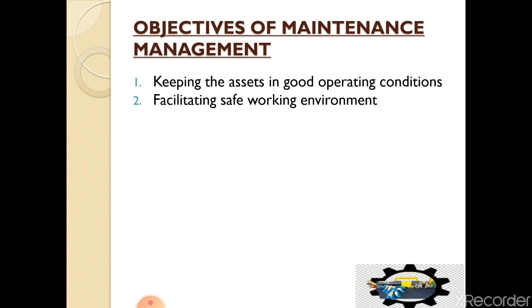Second is facilitating a safe working environment. So the safety of personnel through regular inspections and maintenance of facilities such as boilers, compressors, and material handling equipment, etc. The next very important objective of maintenance management: maintenance management helps to prevent wastages.